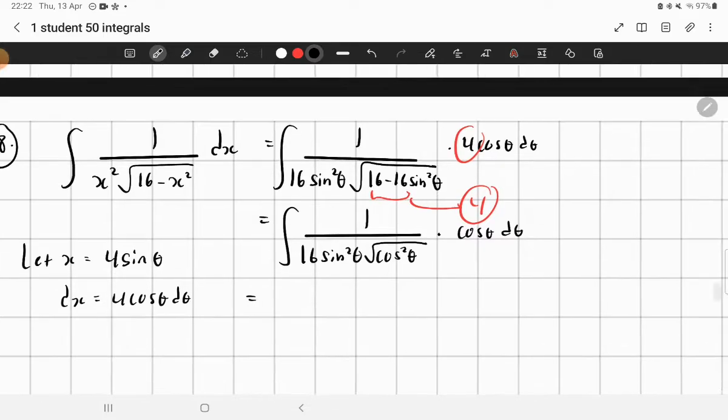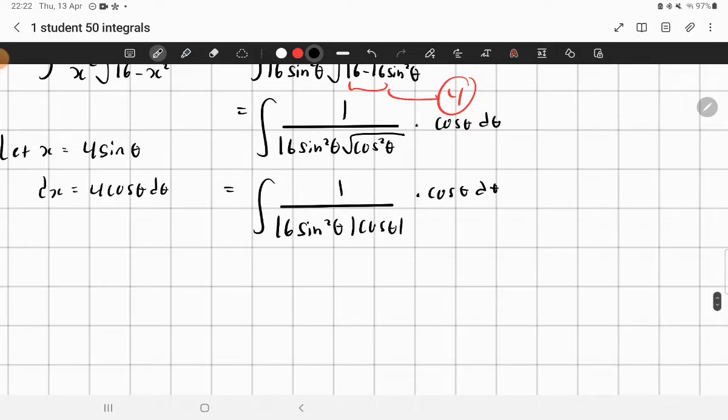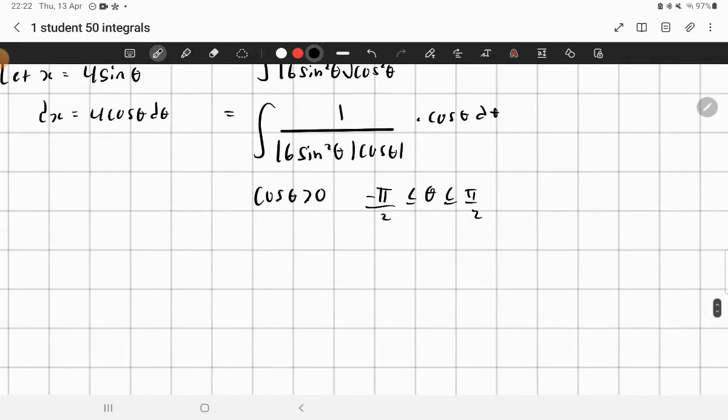And from here, first we have to remember that the square root of a squared term will be an absolute value. So here will be the absolute value of cosine of theta. You have to mention to the reader that we have to restrict the domain for theta. Cosine of theta will be larger than 0 if theta is between negative pi over 2 and pi over 2. So you could get rid of the absolute value and you are left with 1 over 16, the integral of cosecant squared theta d theta.